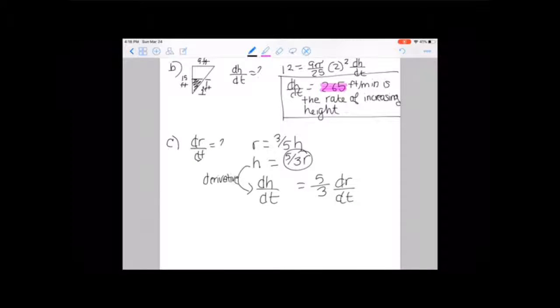And, well, 2.65 is dH over dt, so let's write that. Plug it in, equals 5 over 3, dr over dt. Then we simply isolate dr over dt and solve, which is 1.59 feet per minute, which is the increasing rate of the radius when the water is 2 feet deep. Okay, and that's it.